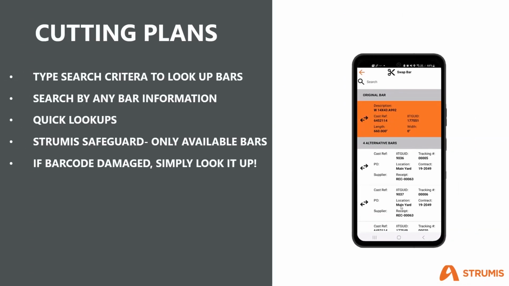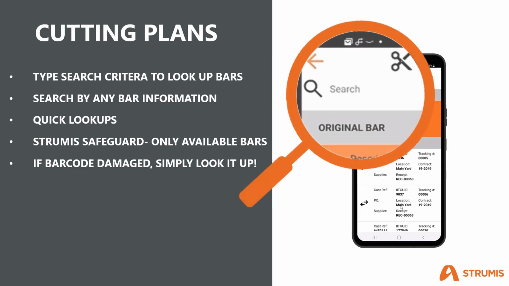When the operator scans a cut plan as complete, they have the option to switch heat numbers. We've now introduced a searchable list of alternative bars should the barcode be unreadable or not even on the bar itself, so that whatever traceability information is available can be used to accurately determine if the bar is a valid swap. We always have the failsafe that STRUMIS already knows which heat number can be swapped, and only these bars are presented to the user.